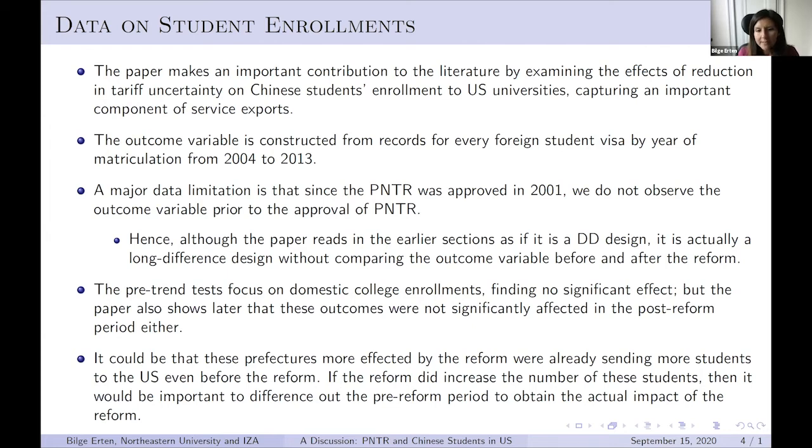In terms of pre-trend tests, we see some evidence there's no effect on domestic college enrollments and exports. I think that's really useful. For the domestic college enrollments, there's no effect in the pre-period, but there's also no effect in the post-period. So it's, I think, suggestive, but it's not conclusive on that.